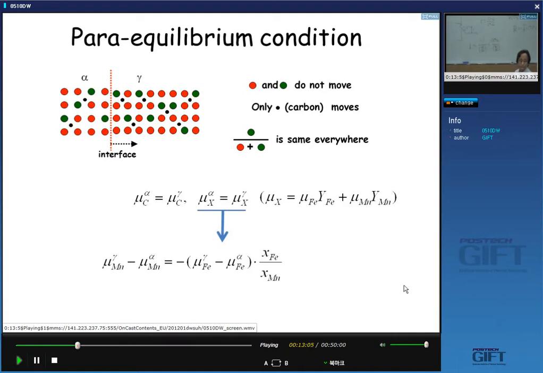And here, Y is the site fraction, not mole fraction. Site fraction means the fraction in the lattice site. So when we calculate the site fraction, we eliminate the contribution of carbon, which occupies the interstitial site, because our consideration is only focused on the lattice site. Okay?